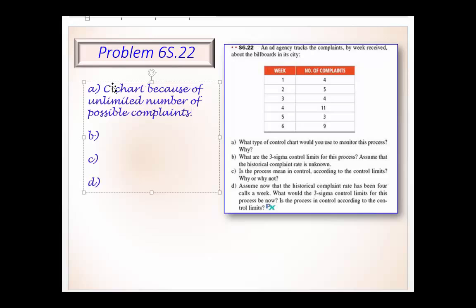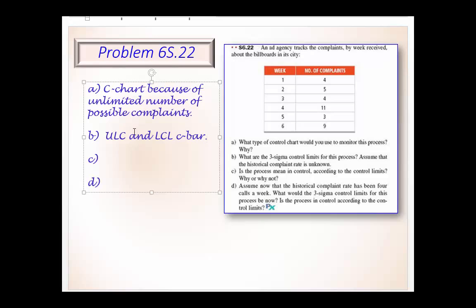So there we go. Part A is fixed. It's a C chart because of the unlimited number of possible complaints. What are the 3 sigma control limits for this process? Assume the historical complaint rate is unknown. So here we're going to compute the upper and lower control limit using a C bar calculation.